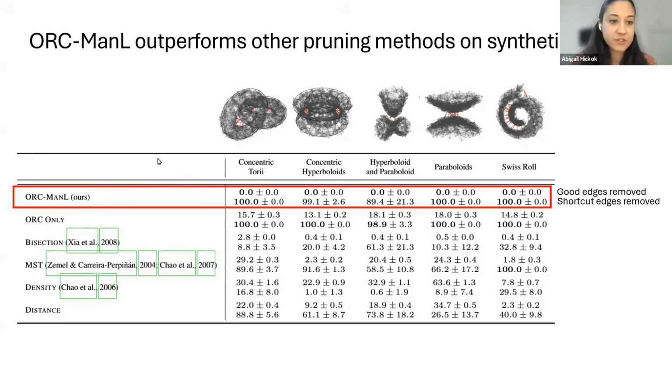And then we're comparing to a number of different methods in the literature. I want to draw your attention also to the second row here, which is what happens if you don't have that second validation step and you just threshold based on ORC. So of course, if you just threshold based on ORC, you do just as good of a job at removing shortcut edges. But what happens is you remove many more of the good edges, which we would like to not do. So we see that that second validation step actually plays an important role at making sure that we're not over pruning.